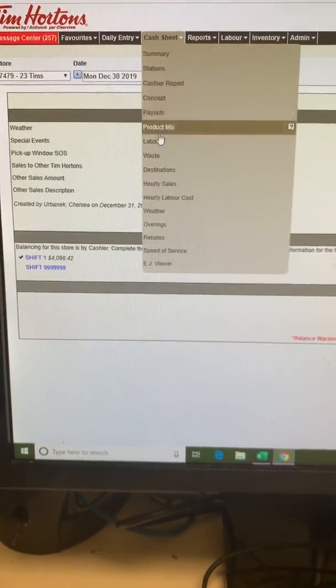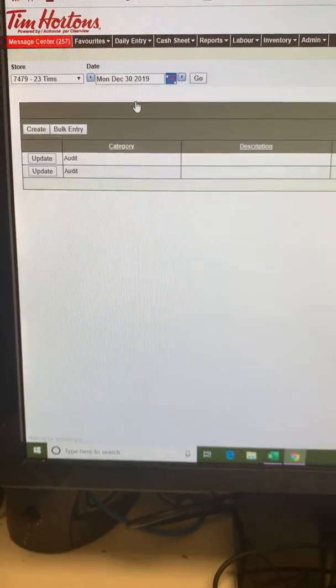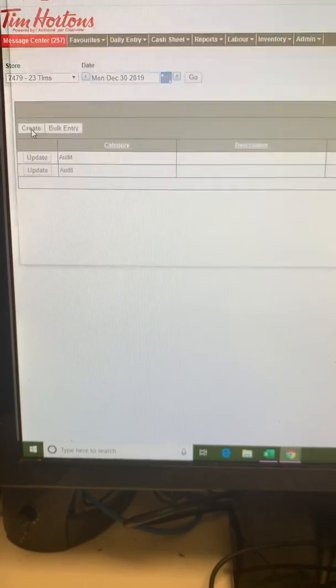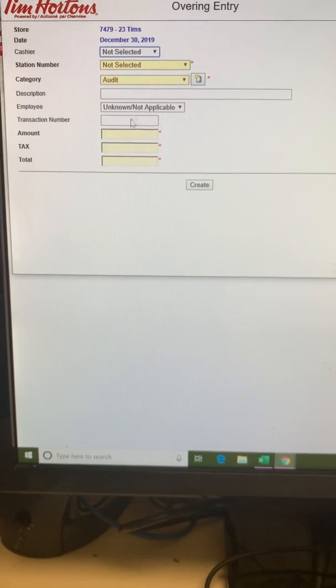Staple that to the front of your cash sheet for the day, and you want to enter that the next day, under daily entry, overrings, and then you're going to create an overring, whatever shift it was, cashier it was, station number, and then the amount.